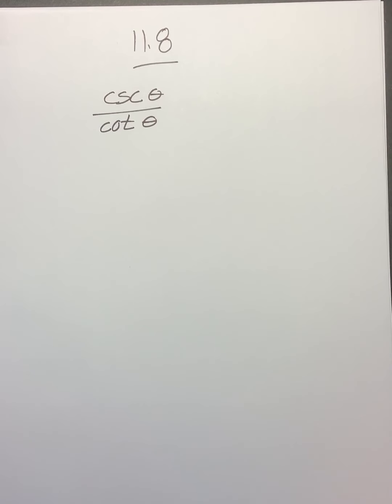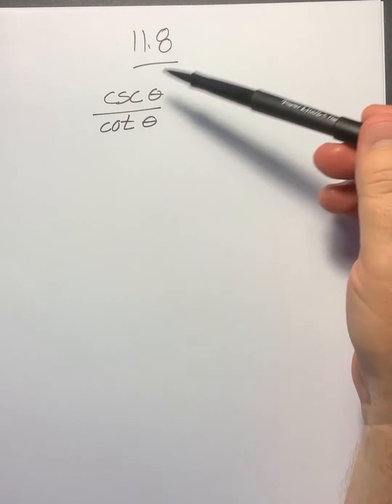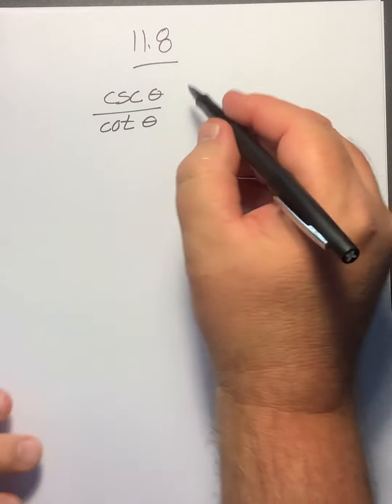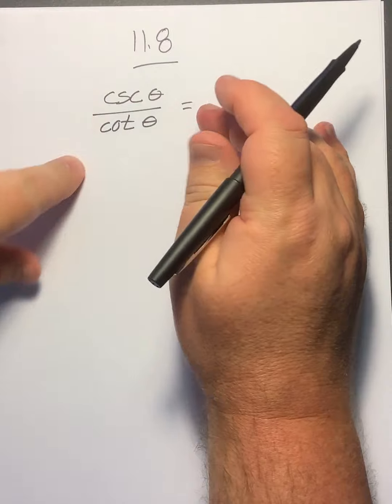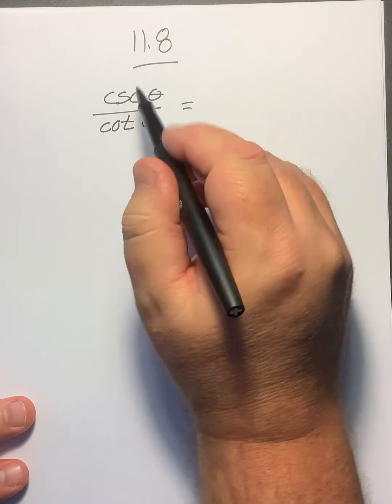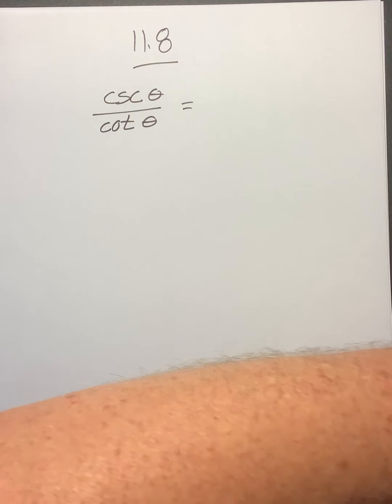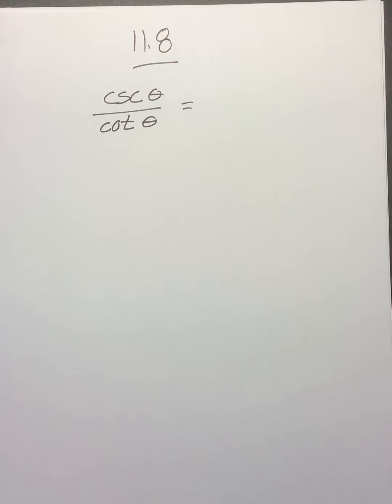Okay, this is for 11.8. This is simplifying the cosecant cotangent on one side of the equation. And what we're remembering is we're using our definitions. Oh, and I lost my card.